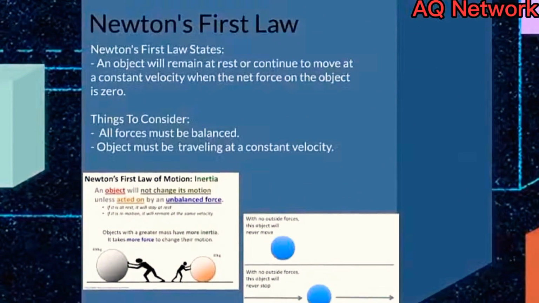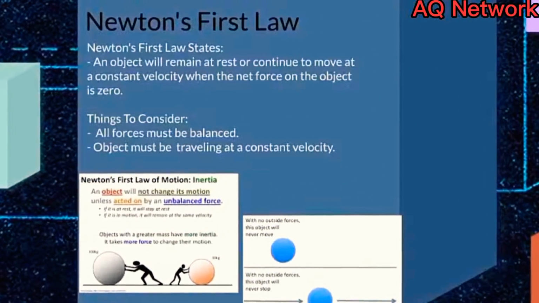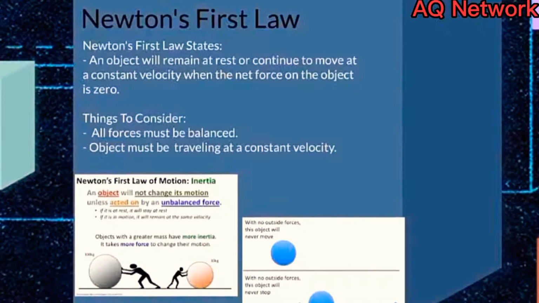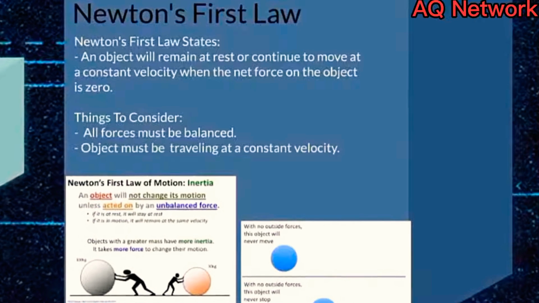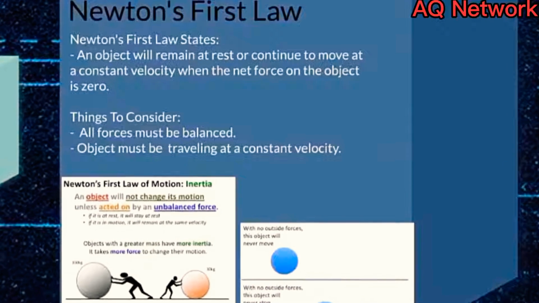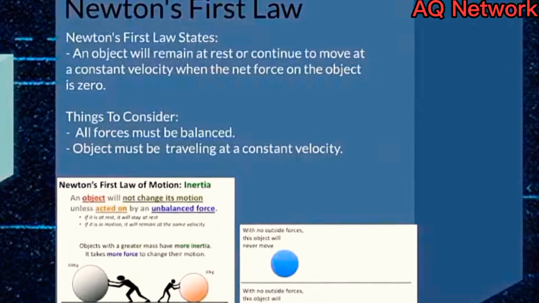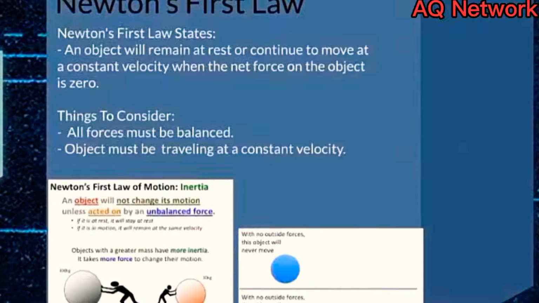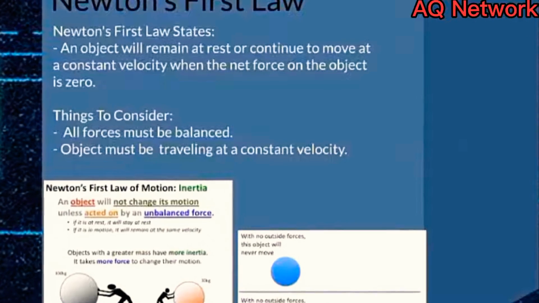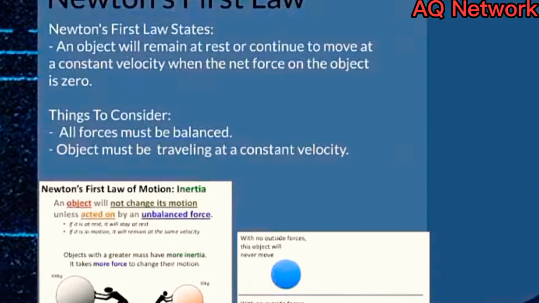Newton's first law. Galileo's discovery of an object's inertia is what led to Sir Isaac Newton's creation of the three laws of motion. Sir Isaac Newton's first law of motion states that an object will remain at rest or continue to move at a constant velocity when the net force on the object is zero. This is the case when all forces acting on the object are balanced out in all directions.